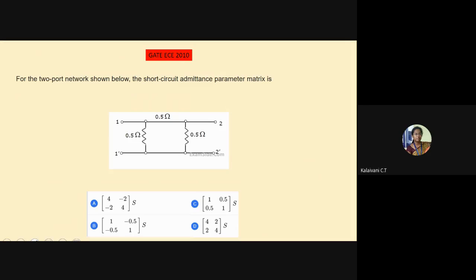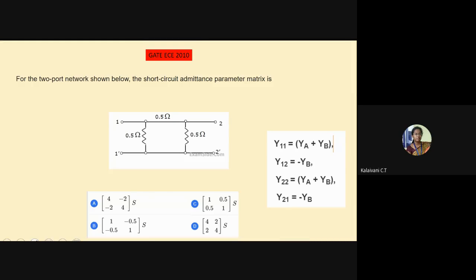We'll see the next question. For a two-port network shown below, we have to find the short-circuited admittance parameter matrix. Admittance parameters mean Y11, Y12, Y21 and Y22. Same as the previous formula, so you can find this. Just find it and say which answer is correct.